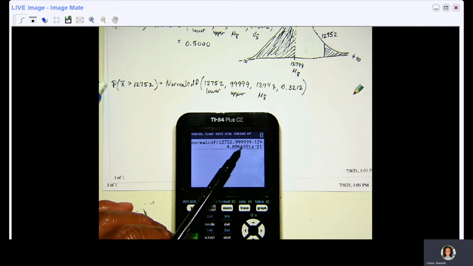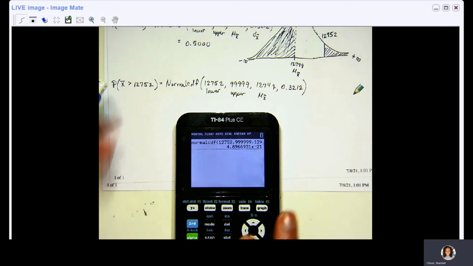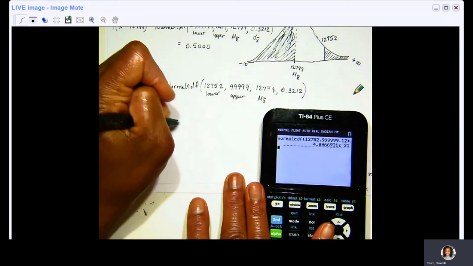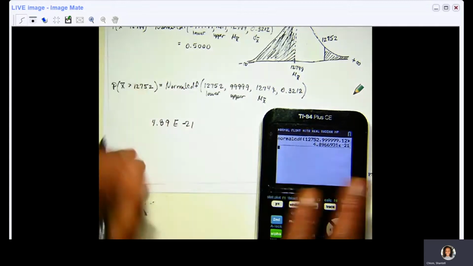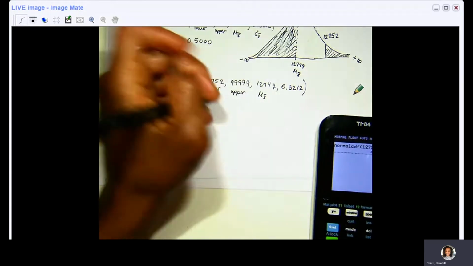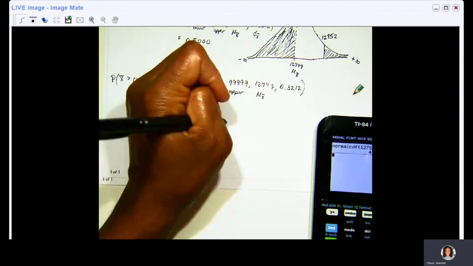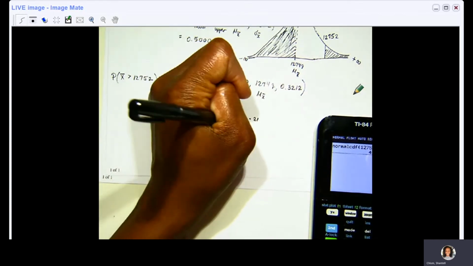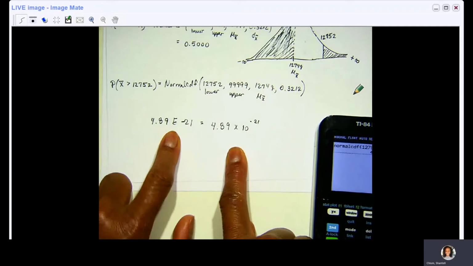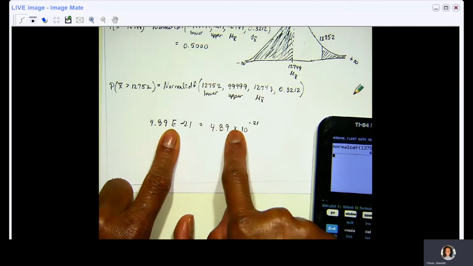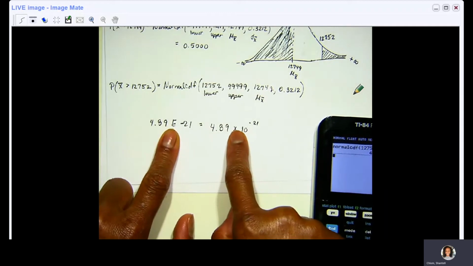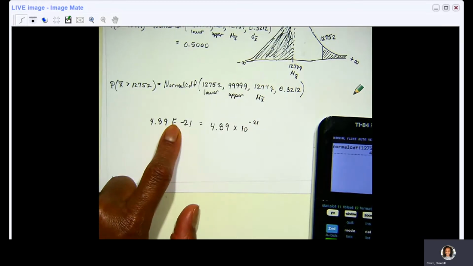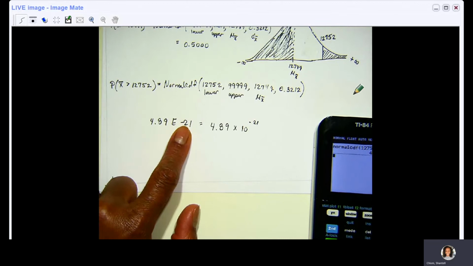So this 4.8966 E negative 21 actually means, let me show you what that would look like if we were to write it out using scientific notation form. The calculator does a little shorthand. That would actually be 4.89 times 10 to the negative 21st power. That's scientific notation. The calculator uses E. When we write it, we write it as times base 10 to the negative 21st power.